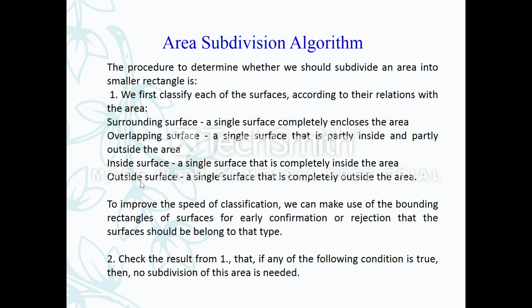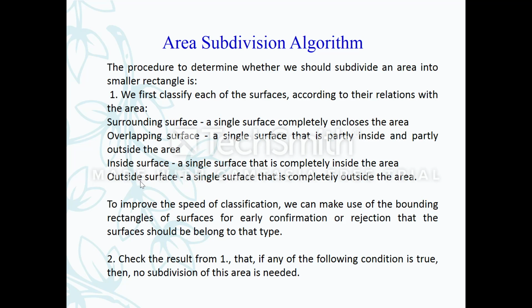The procedure to determine whether we should subdivide an area into smaller rectangles is, we first classify each of the surfaces according to its relationship with the area. What is a surrounding surface? A single surface that completely encloses the area. What is an overlapping surface? A single surface that is partly inside and partly outside the area. Inside surface, a single surface that is completely inside the area. Outside surface, a single surface that is completely outside the area.